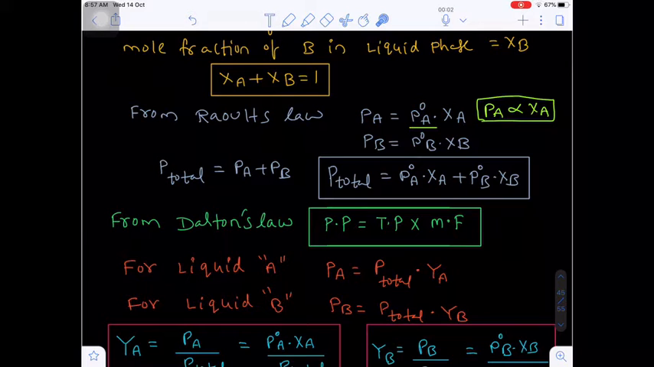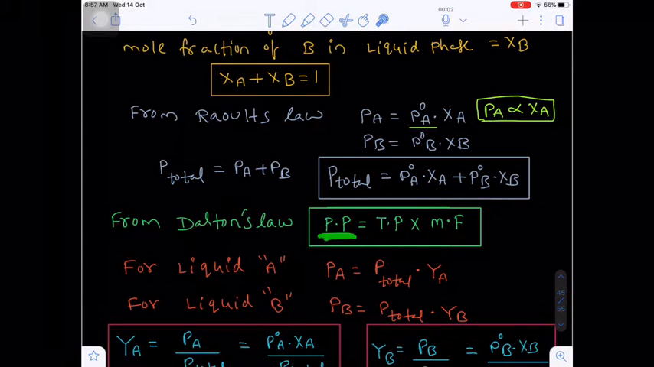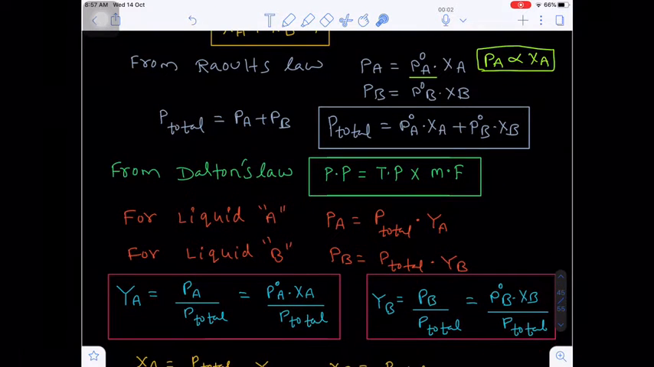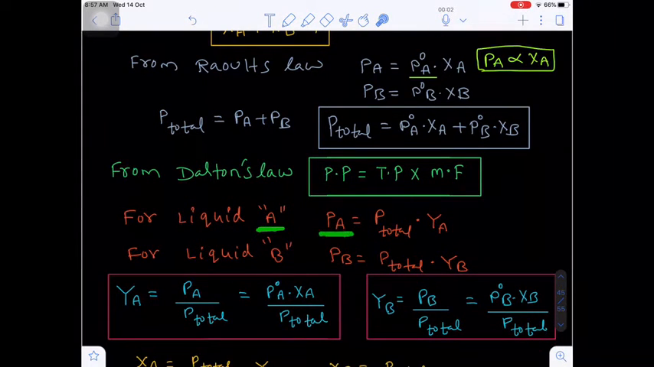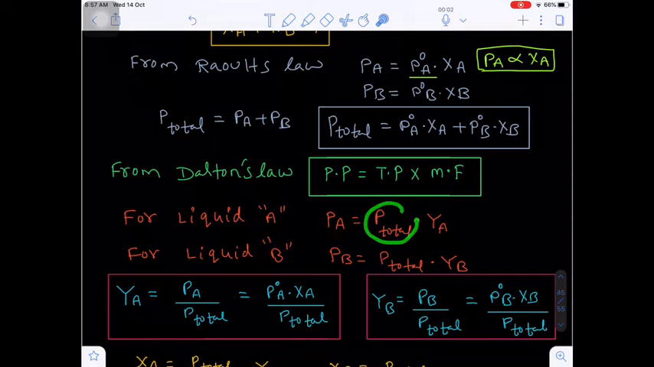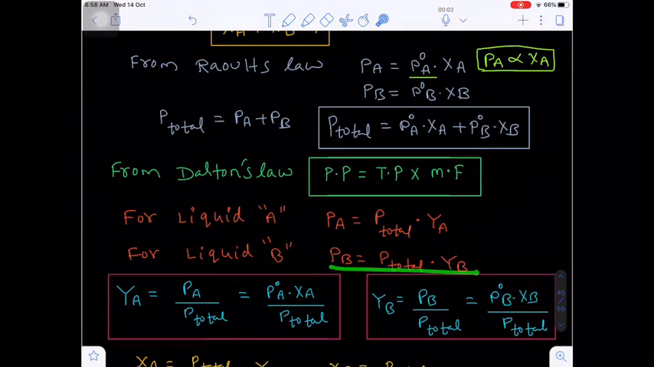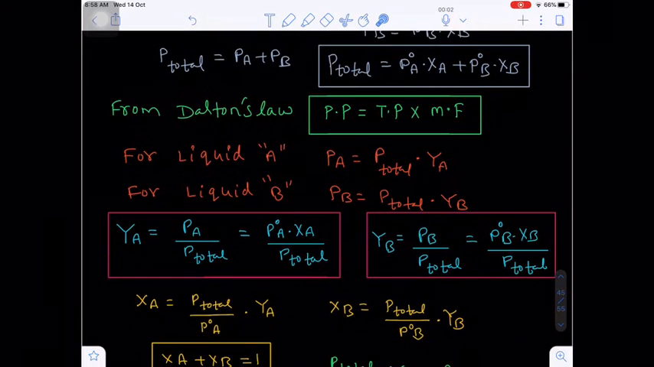Now come to Dalton's law. What is Dalton's law? According to Dalton's law, for a chemically non-reactive mixture of gases at constant temperature and volume, the total pressure exerted will be equal to the sum of the partial pressures of the component gases. Okay, and one more important definition of a partial pressure: it is equal to the total pressure multiplied by whom? Mole fraction. So for liquid A, what will be the partial pressure in the vapor phase? Pa will be equal to the total pressure multiplied by its mole fraction in the vapor phase, that is called Ya. And similarly Pb is equal to P total into Yb.